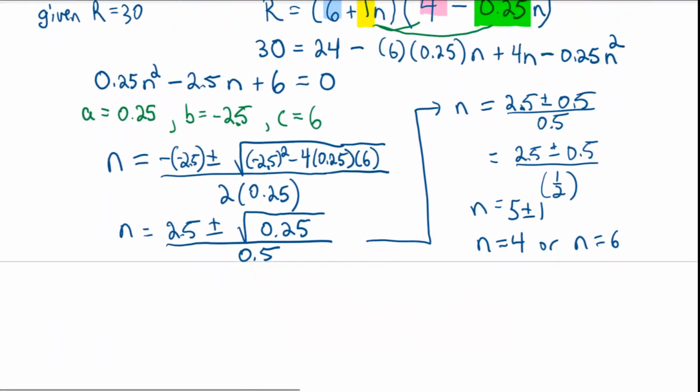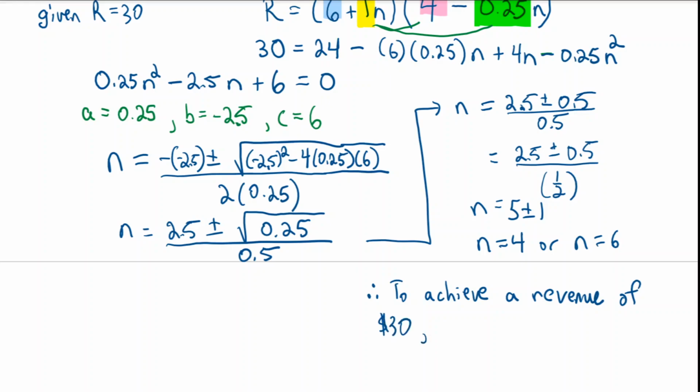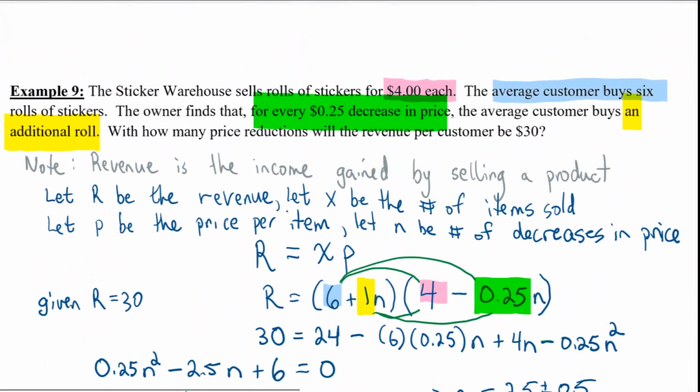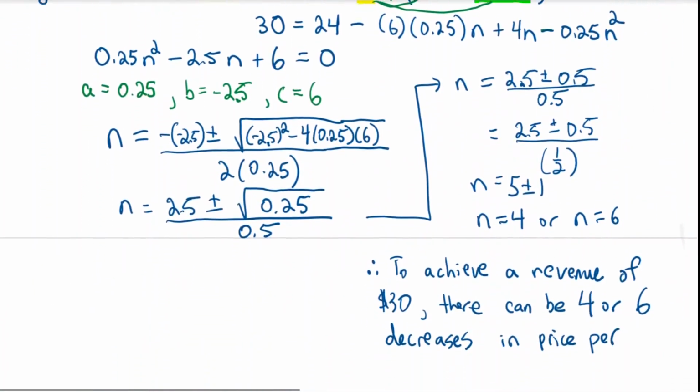So let me just write a conclusion here. Therefore, to achieve a revenue of $30, there can be 4 or 6 decreases in price per item. We're talking about price per sticker roll.